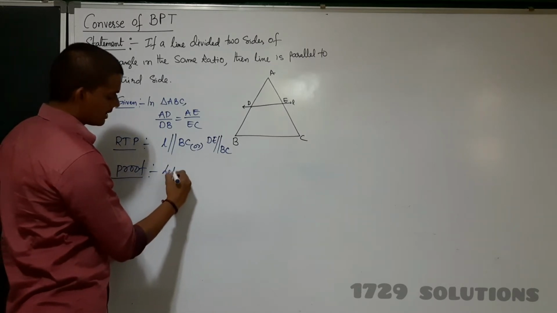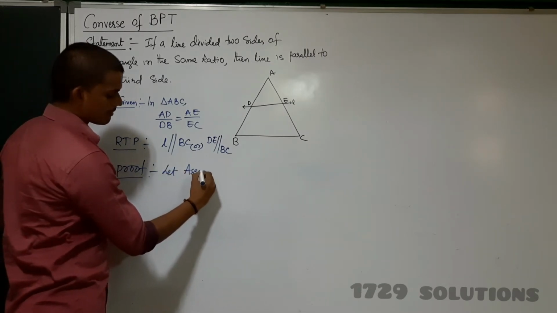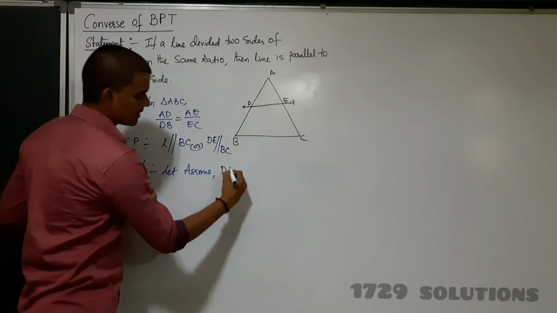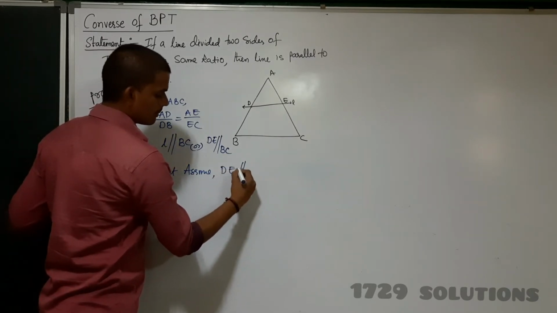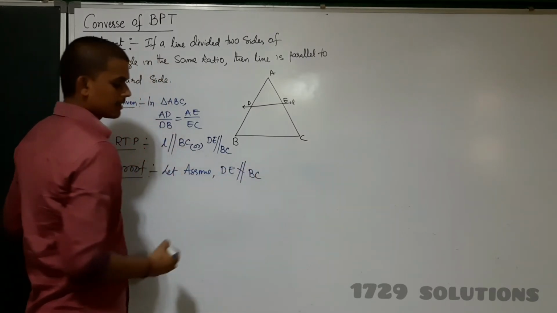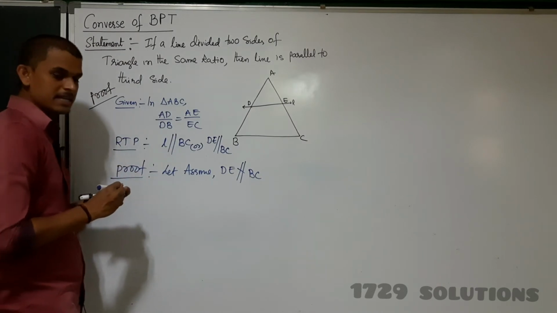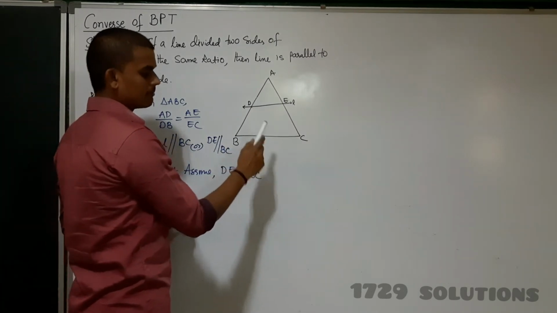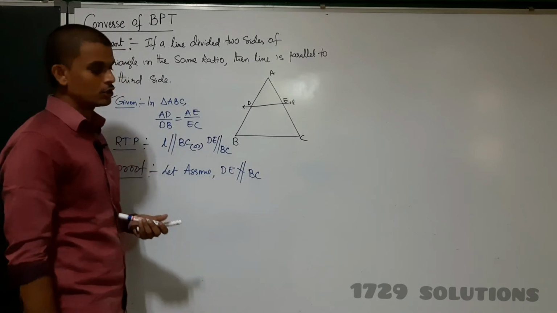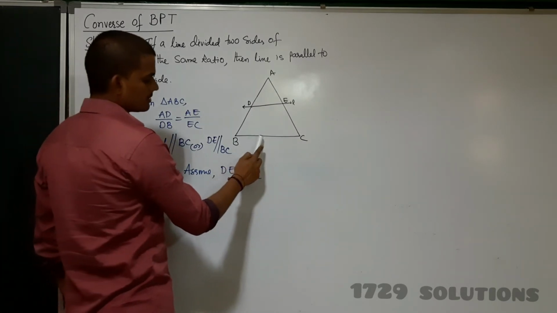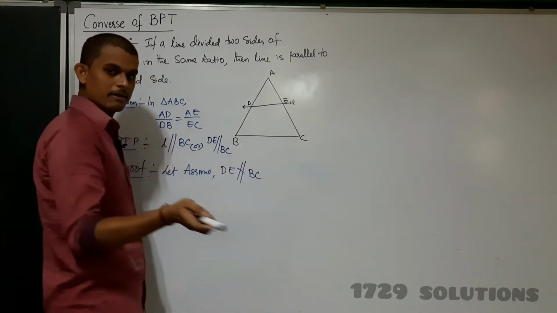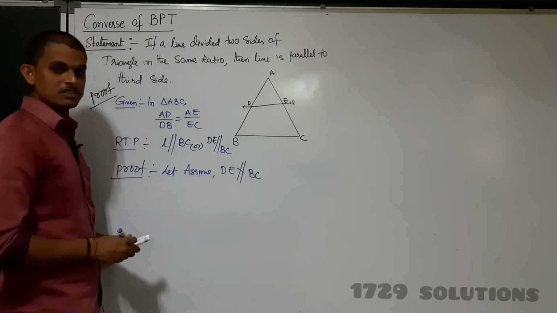So let us assume that DE is not parallel to BC. So clearly, if there is any line BC, compulsory there is a line which is parallel to BC. Suppose this BC is not parallel to this line, compulsory there is another line which is parallel to BC.